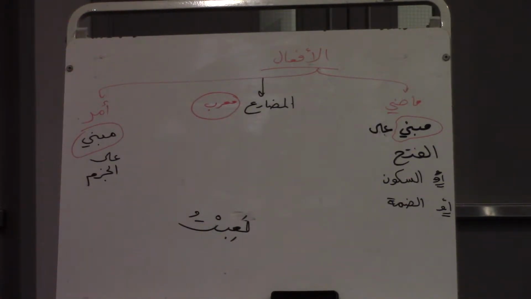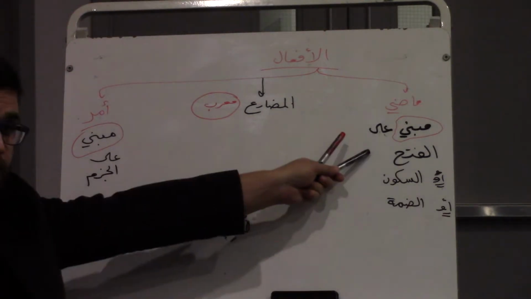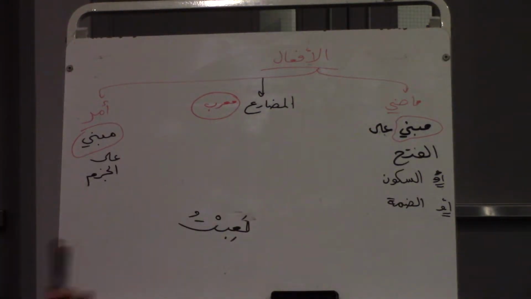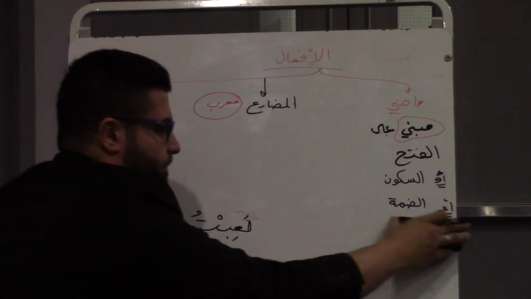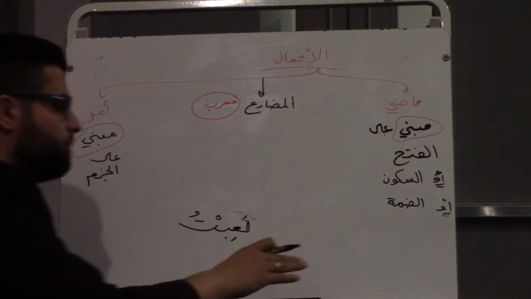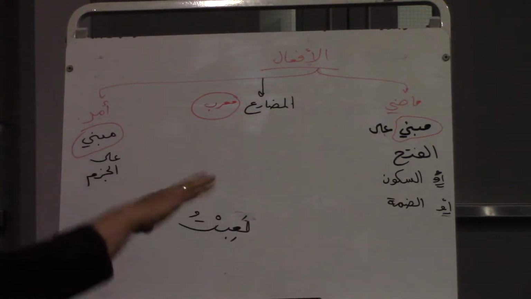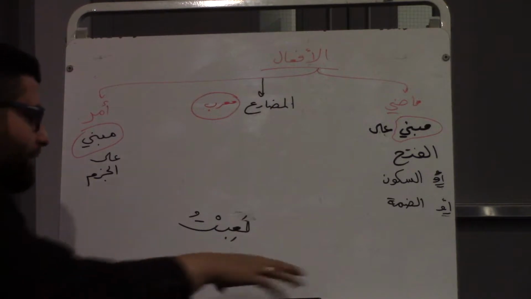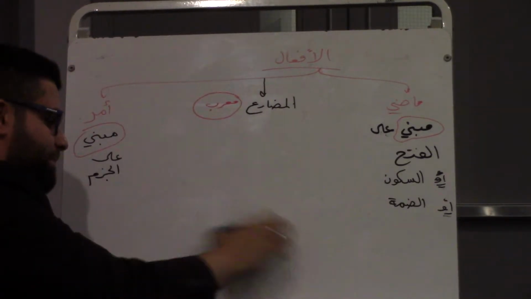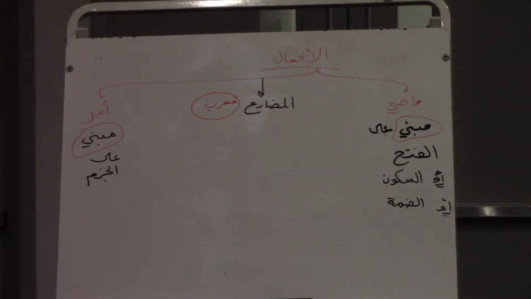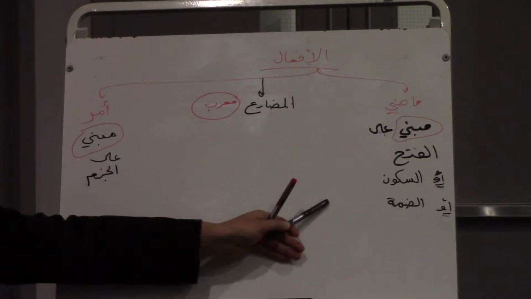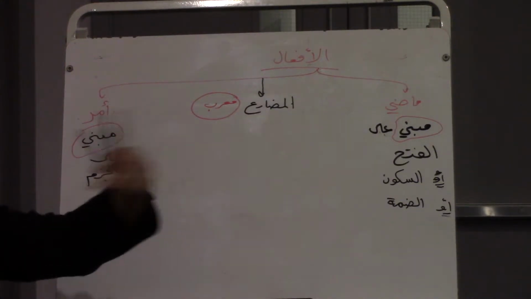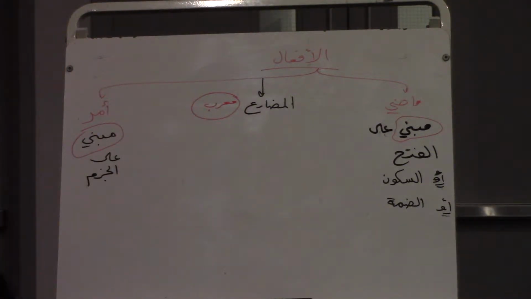So any past tense verb by default is mabni ala al-fath. And then these two may change depending on what you attach to the end of it. Yeah, it's one of those three. There's no other vowel for it to be mabni on, right? But it doesn't have a status. It's not mansoob, it's not marfu', it's not majzoom. It's just mabni on whatever the last vowel is at the end of it.